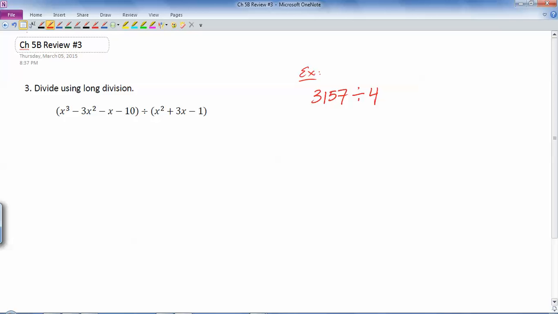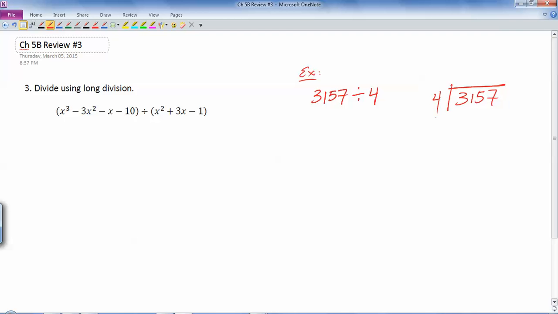Okay, so this is review number 3, and it's a long division problem. Before we actually do the long division, I wanted to refresh long division from, I don't know, 5th grade or whatever it is that you learn in 4th grade, something like that. If I had to do this using long division, remember the 3157 goes under that division symbol, and then the 4 goes on the outside.